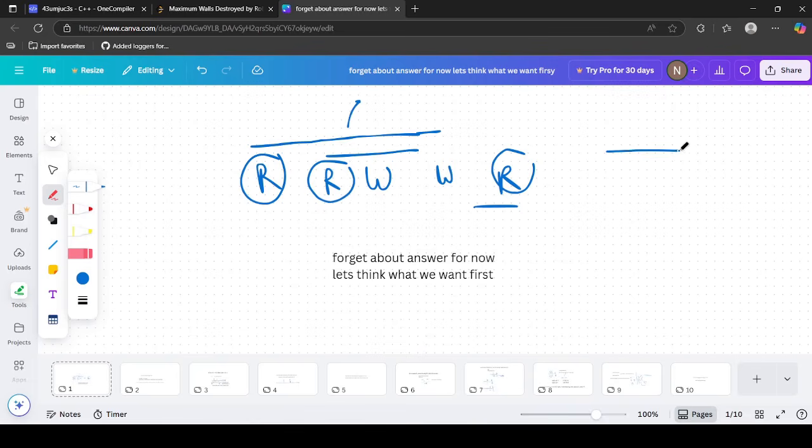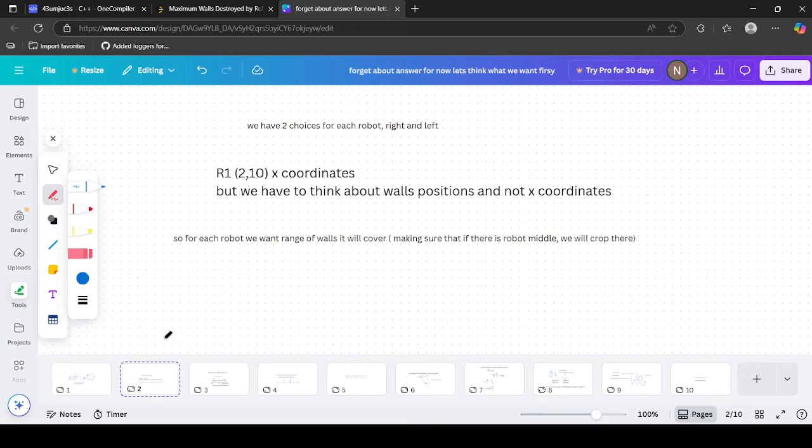So what we want is this. We can fire the bullet right or left, and we want to find the maximum number of walls that can be destroyed by all the robots combined, choosing either direction for each robot. For example, take a robot R1. We have two choices, right and left. Let's assume that when R1 fires right, the range of x coordinates affected by this bullet is 2 to 10. So 2, 3, 4 up to 10. These are the units that will be affected.